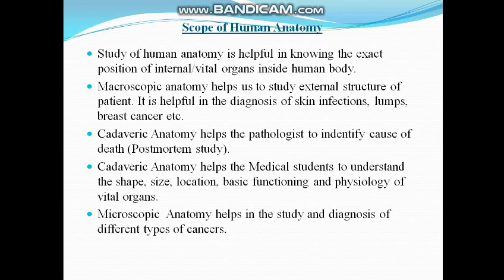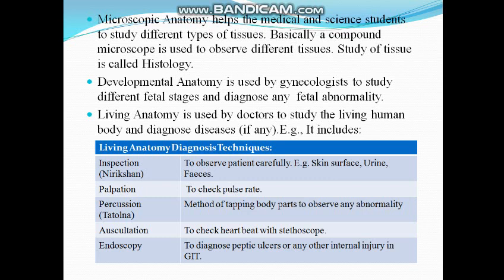Microscopic anatomy helps in the study and diagnosis of different types of cancers. Microscopic anatomy helps the medical and science students to study different types of tissues. Basically, a compound microscope is used to observe different tissues. The study of tissue is called histology. Next point, developmental anatomy is used by the gynecologist to study different fetal stages and diagnose any fetal abnormality. Living anatomy is used by doctors to study the living human body and diagnose diseases, if any.